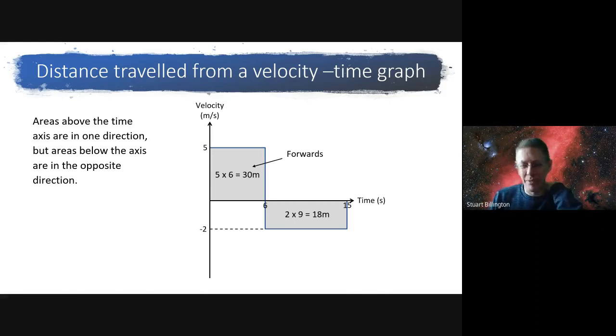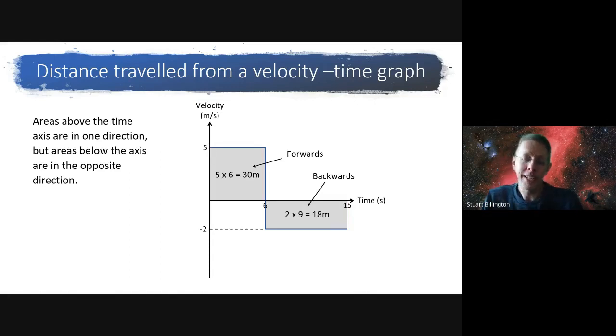You can't really have a vertical line on the velocity time graph, but it makes working out the areas a little bit easier. You can't really go from 5 meters per second to 0 meters per second to minus 2 meters per second in 0 seconds. That's not physical. That would involve an infinite acceleration. But for the sake of working out areas easily, what this shows us is that the object travels 30 meters in a forwards direction, and then after its insane deceleration and acceleration, it then travels 18 meters in a backwards direction.